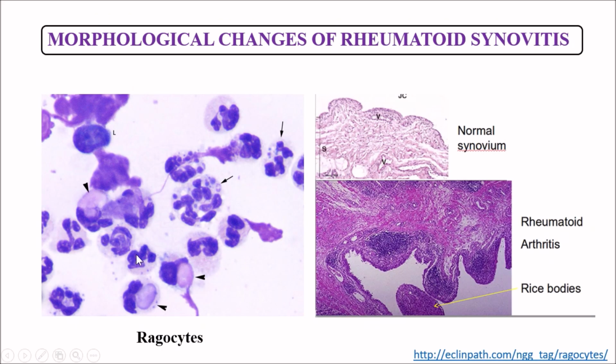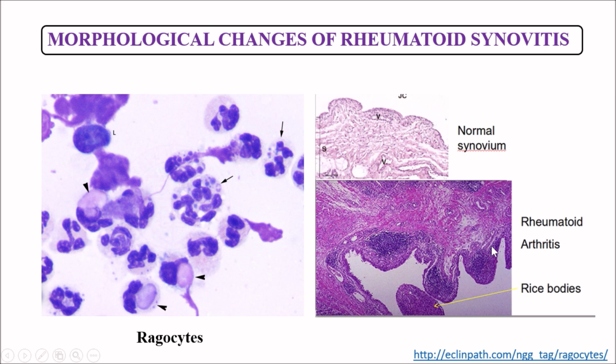In the smear, the cytological slide, you see the ragocytes. These are neutrophils filled with the rheumatoid factor, which we call ragocytes. Here you also see the normal synovium with the stroma and with the villi, the joint cavity, and you see the normal structure of the villi.